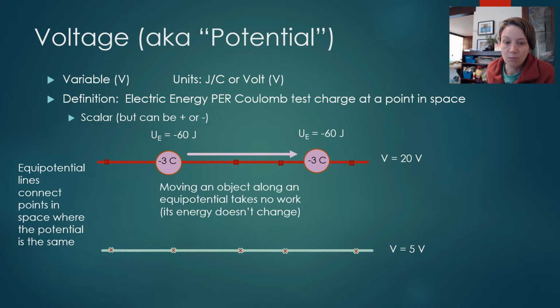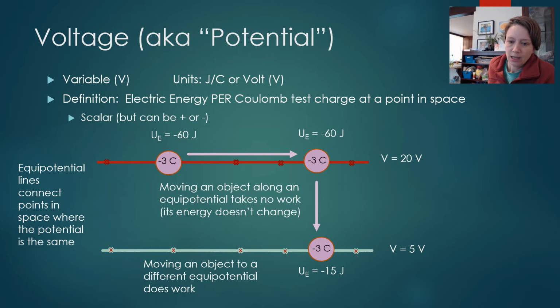However, if I move that object from one equipotential line to another, so if I move it from the 20 volt line to the 5 volt line, it now has a different amount of electric potential energy. 5 volts means that every coulomb of test charge gets 5 joules of energy. So if we have negative 3 coulombs of charge, we're going to have negative 15 joules of energy. And so hopefully you would realize pretty quickly that since the energy of that system is changing, some work is occurring. Because work is defined as a change in energy, anytime you move an object from one equipotential line to another, we are going to have some work.